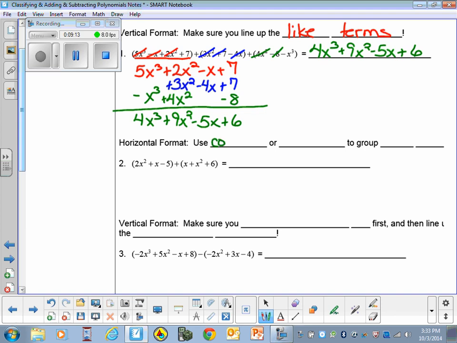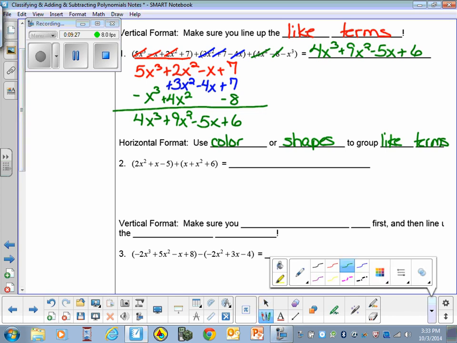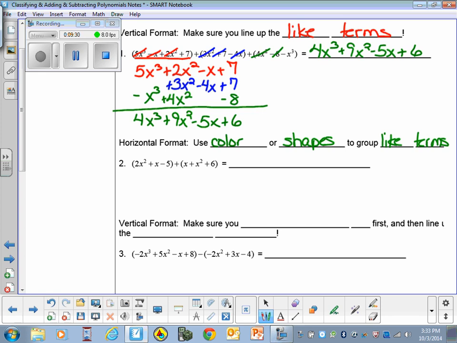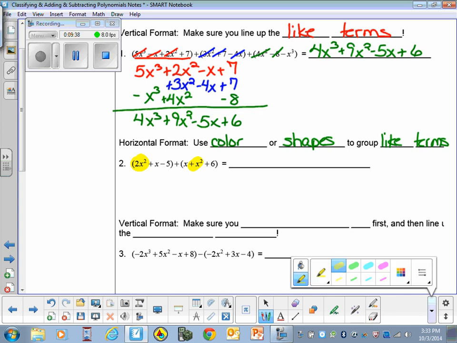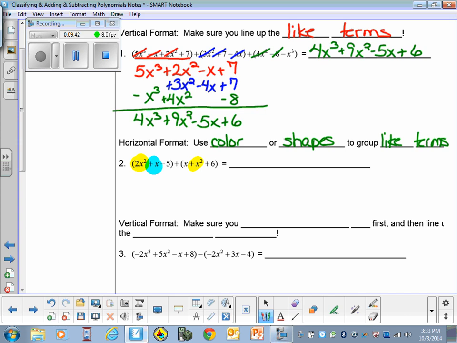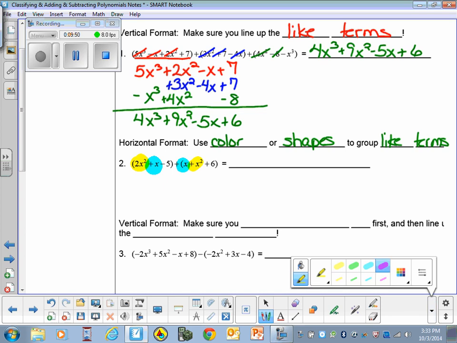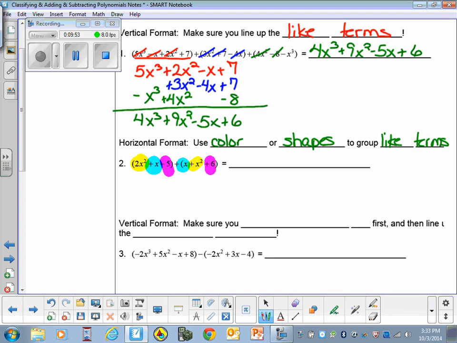We either use color or shapes to group the like terms. Now I'm a big fan of color. So here I go breaking out the highlighters. I've got an x squared and another x squared. I have a positive x and a positive x. And finally, I have a negative 5 and a positive 6.